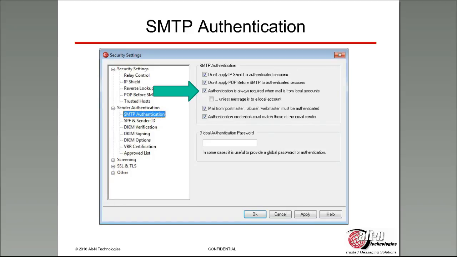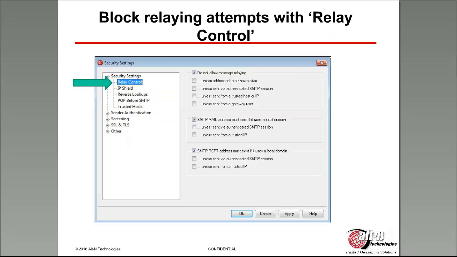So for SMTP authentication, that's under the Security Settings menu located here. We recommend that you have this box checked: Authentication is always required when mail is from local accounts. So this will require your users to authenticate. This also means that they would need to configure their mail client for SMTP authentication, but again, it can help keep you off of a blacklist.